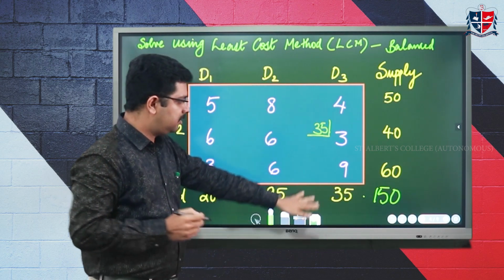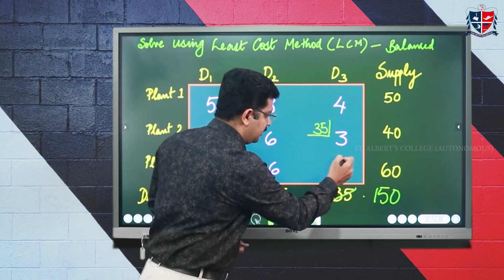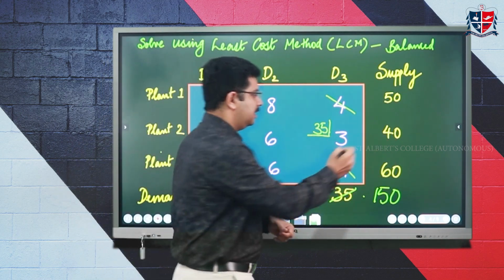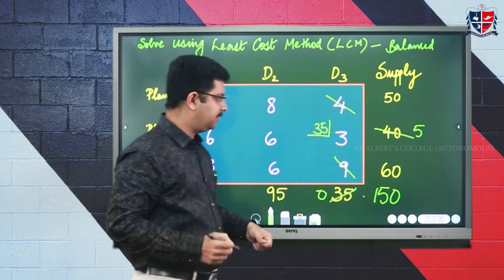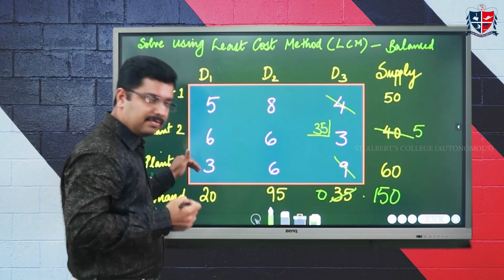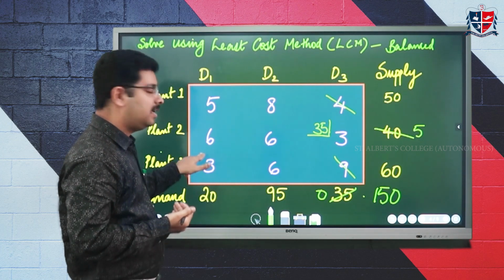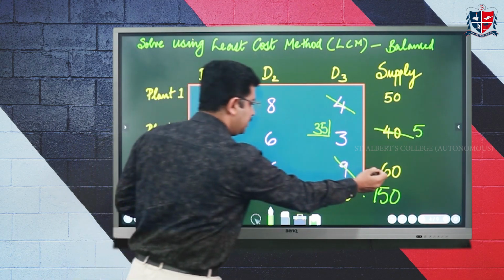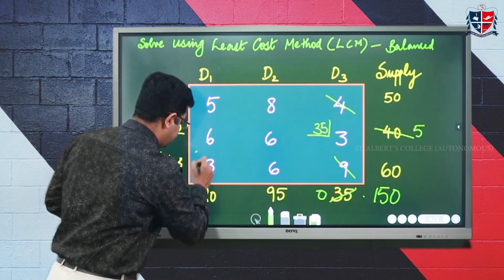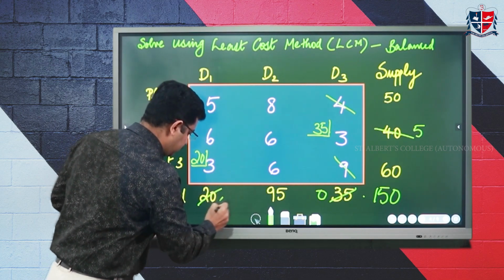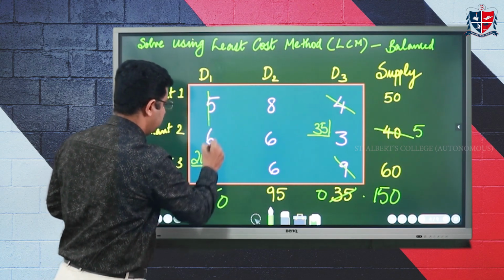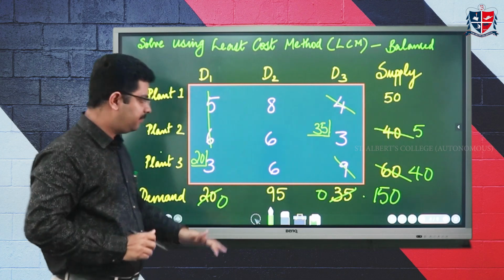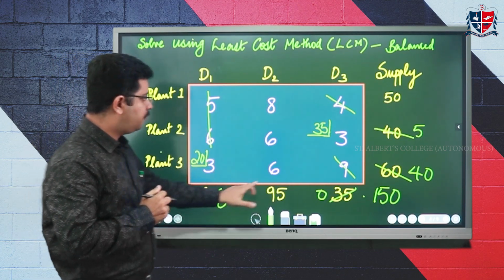Now going ahead, this 35 is done. This becomes 0, and this as well as this is cancelled. Now, 40 minus 35 becomes 5. Only 5 is remaining. The next lowest, the same number, is 3, so next go with this particular 3. The allocation here could be either 20 or 60, whichever is the lowest. 20 is the lowest, so I am going with 20. 20 becomes 0, so cancel these two, and 60 becomes 40. That is done.